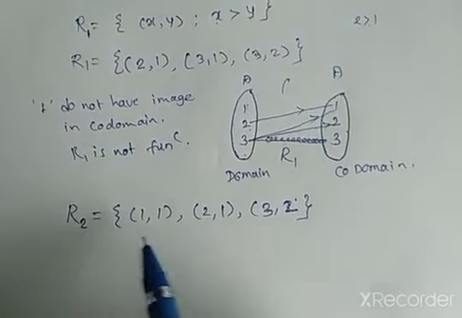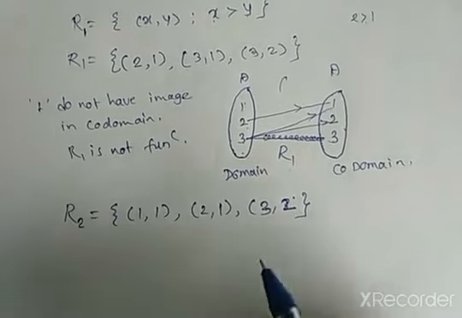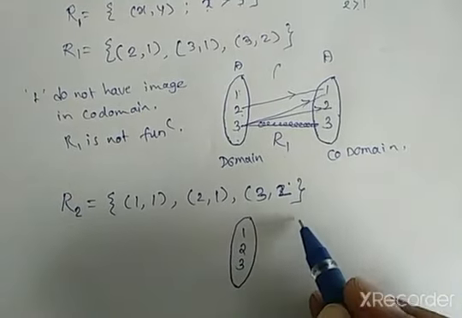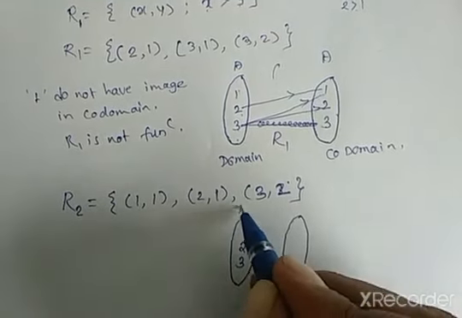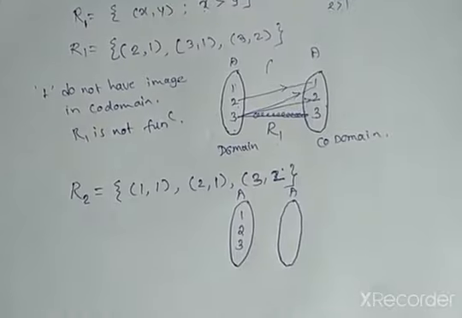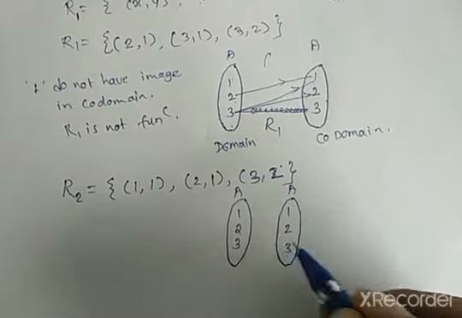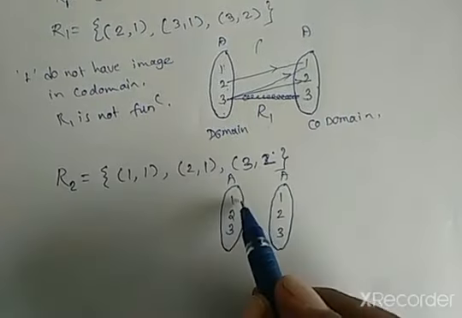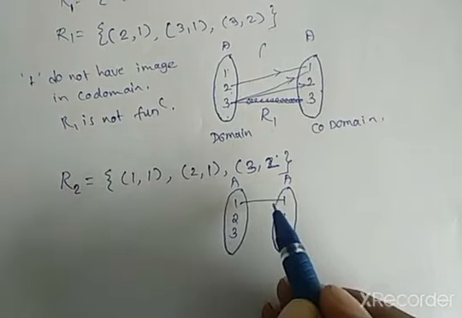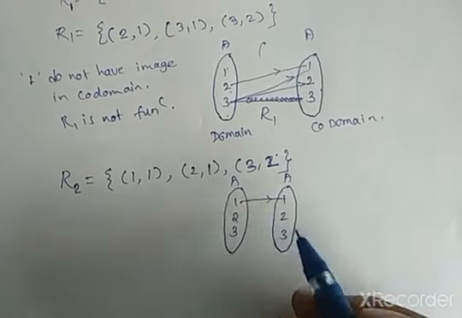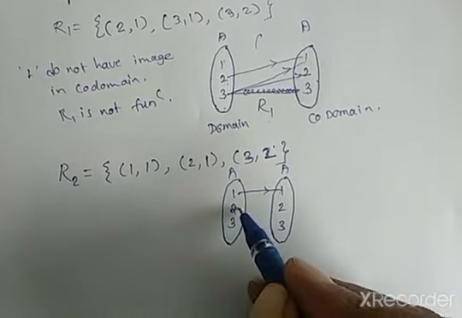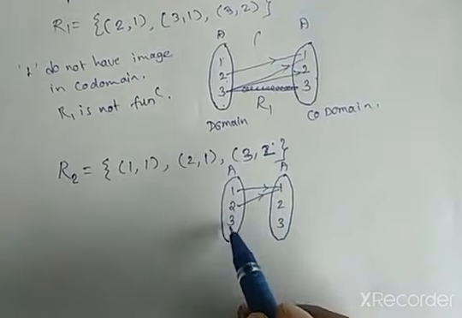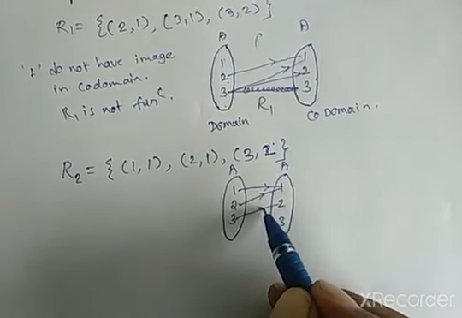Now we have to check whether this relation R2 is a function or not. We draw its arrow diagram. Here it is 1, 2, 3 from A to A, because we consider both sets as A only. The first ordered pair is (1, 1), so 1 has an image 1 only. The next ordered pair is (2, 1), and next it is (3, 2).